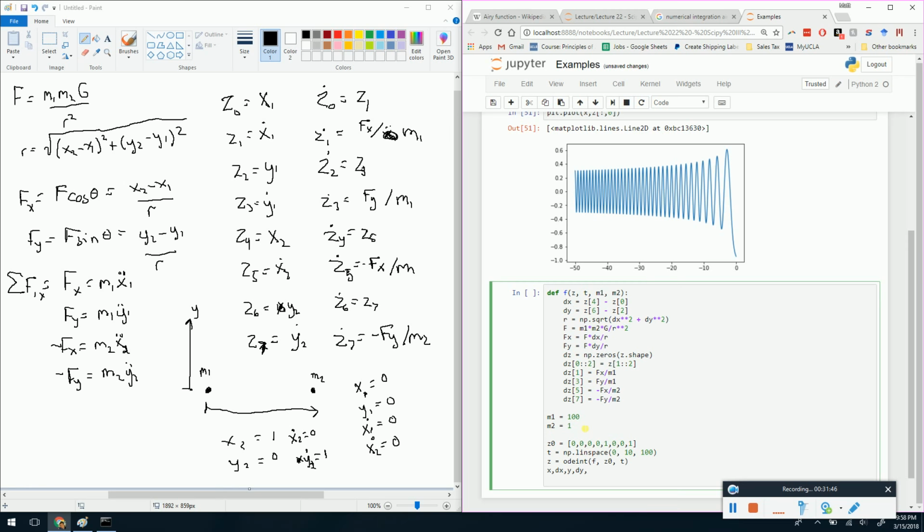And these are all x1. Let's unpack it. Oh, no, it's not going to do what I want it to do. So let's just say that we want to get the position of x2. x2 is going to be z element 4, or z all rows of the 4th column.